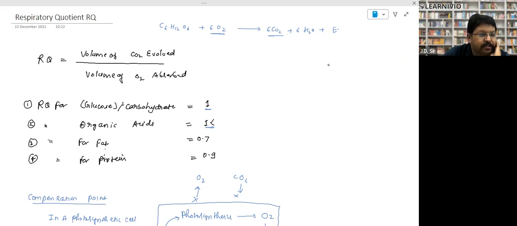Respiratory quotient, if it is more, then this is the good one, meaning this is the good substrate. If RQ is less, this is the bad substrate. Look, RQ for glucose or carbohydrate is 1. RQ for organic acid is more than 1. That's why organic acids are the best respiratory substrate. Let me write down: best respiratory substrate.